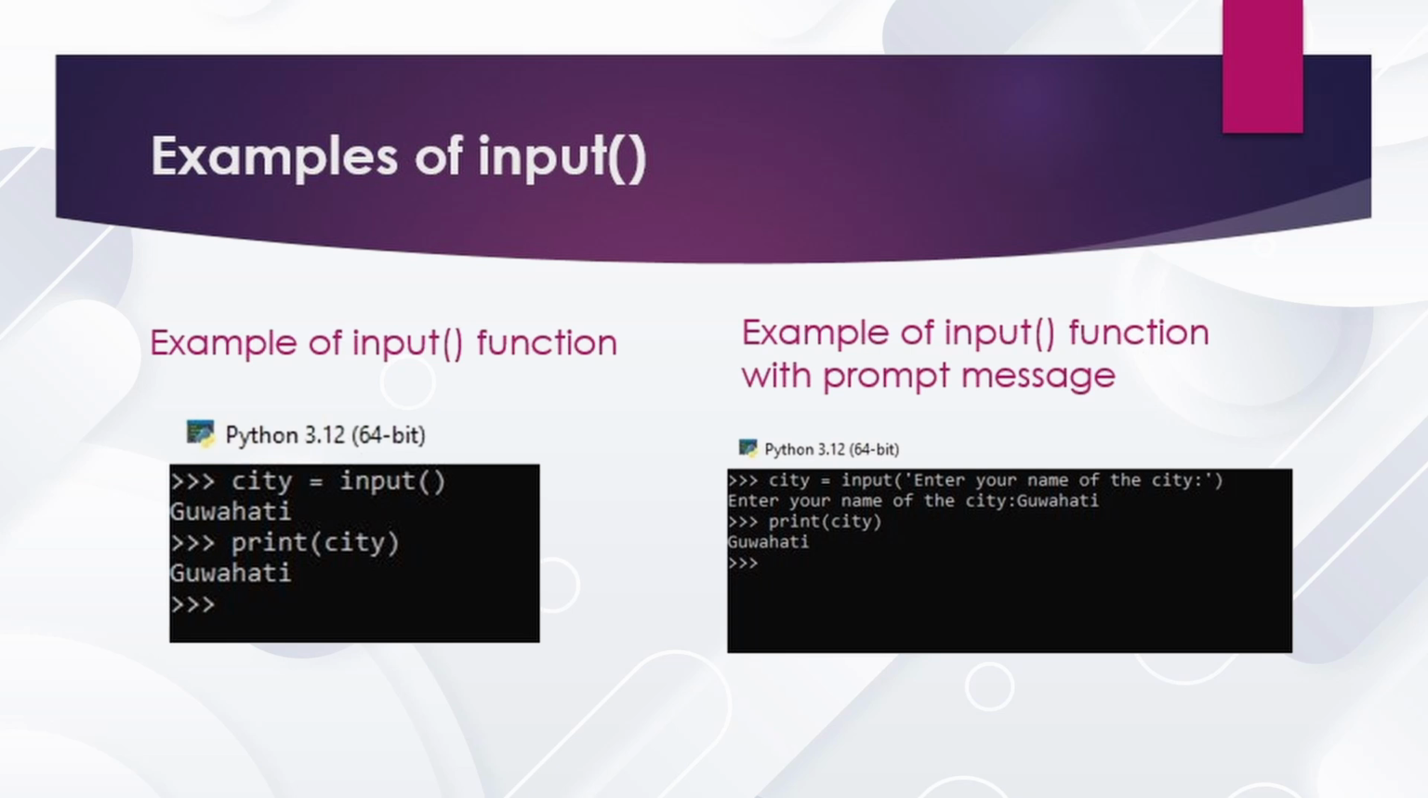Let us look at some examples to understand the input function. In this example, on the left hand side, we can see that it will be better to display a message to the user so that the user understands what to enter. This can be achieved by writing a prompt message within the input function. We can see that in the example on the right hand side, we have used the prompt message, enter the name of your city.